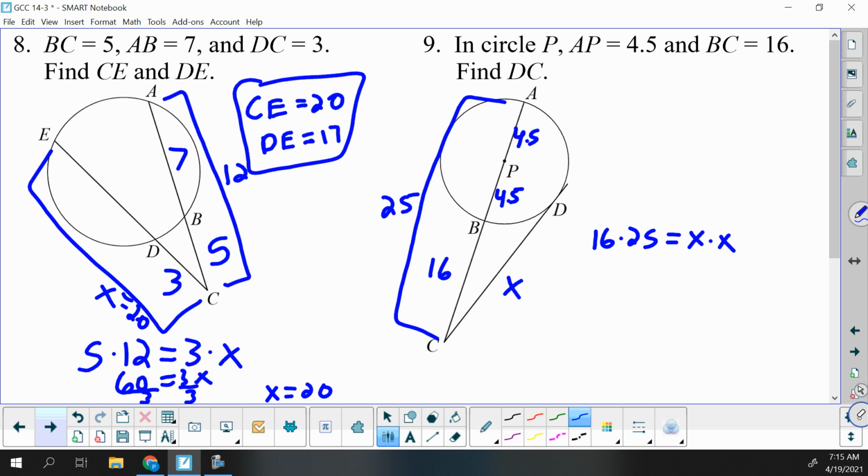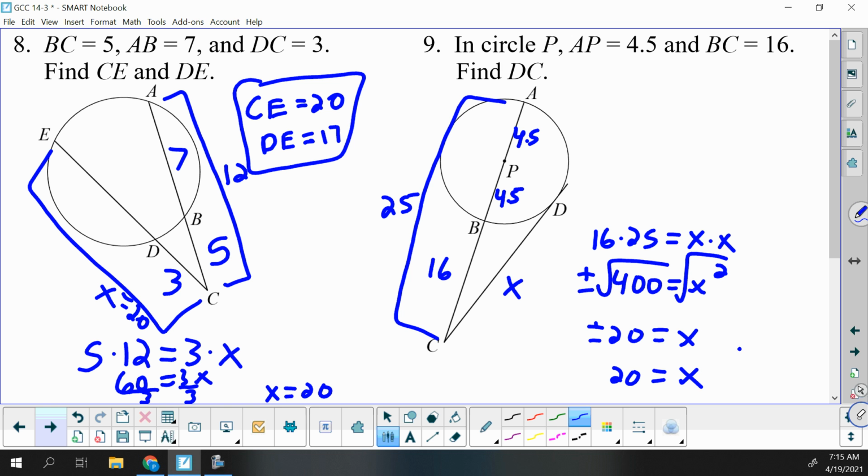16 times 25 will give us 400 equals x squared. Take the square root of both sides. When you take a square root, the side that had the number, you technically need a plus minus out front. So that's going to be plus minus 20 initially, but x was a length in our picture. We can't have a negative length, so we'll just have x equals 20. So that's what DC was. DC is just 20.